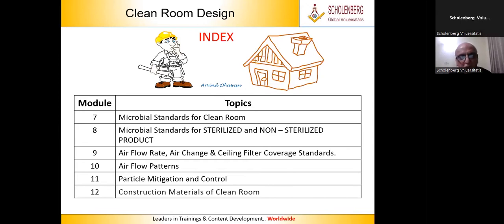Airflow patterns: how will the air flow into the room? Particle mitigation and control: how the particles move around in the clean room. And then the basic construction material of a clean room. This is what we will cover in this course material.